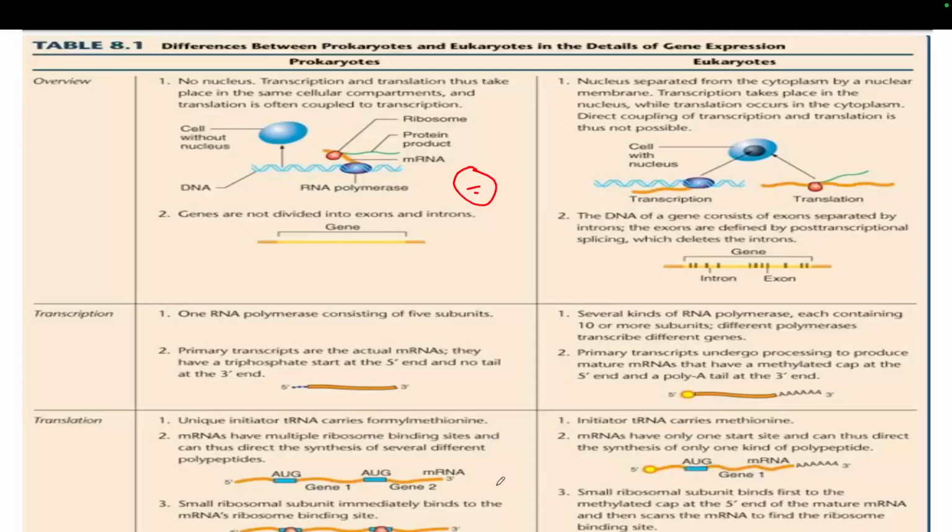Okay, or polypeptide chain. And here, because nothing is required, the small ribosome can directly bind to the Shine-Dalgarno sequence in the prokaryote. And in case of eukaryote, firstly the methylated cap will be scanned by the small subunit, and then after sliding onto the AUG site, it will start protein synthesis from there. Okay, so these are the differences between prokaryote and eukaryote gene expression.